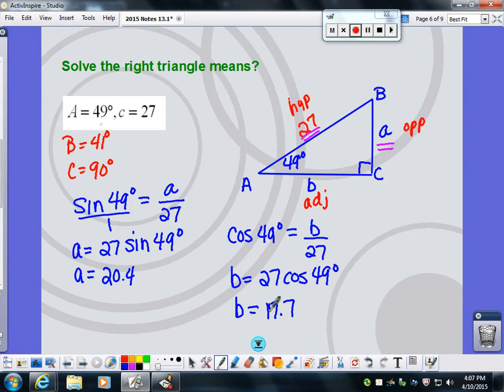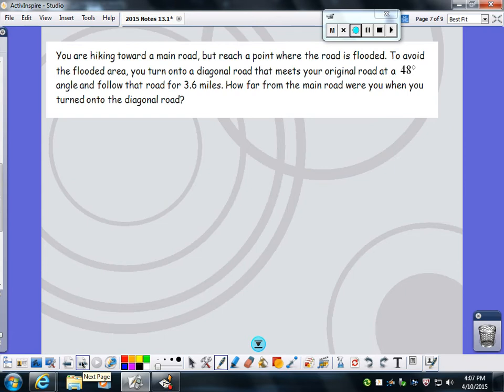All right, let's look at a couple of word problems. You're hiking toward a main road. So here's our road. You reach a point where the road is flooded. To avoid the flooded area, you turn onto a diagonal road that meets your original road at 48 degrees. So you're traveling along and you're going to have to take a diagonal road. This is 48 degrees here. And follow it for 3.6 miles. So that's 3.6 miles. How far from the main road were you when you turned onto the diagonal road?